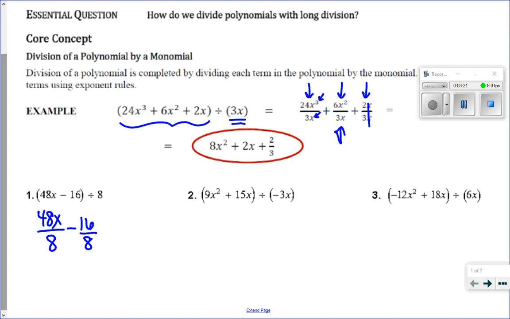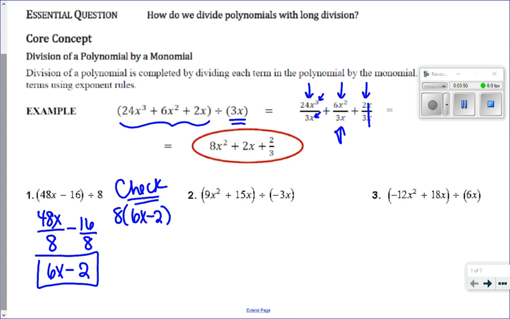And when we do that, 48 divided by 8 is 6. The x is still there. And then minus 16 divided by 8 is 2. So that would be our result. And that would be it. That would be done. You could always check it, because you could take 8 times 6x minus 2 and see if it gives you the original 48x minus 16. Okay, so you can always check your work by multiplying it back in if you needed to. And you would see, oh yeah, that's 48x and then a negative 16. So it works. Okay, so that's one nice way to check your work.